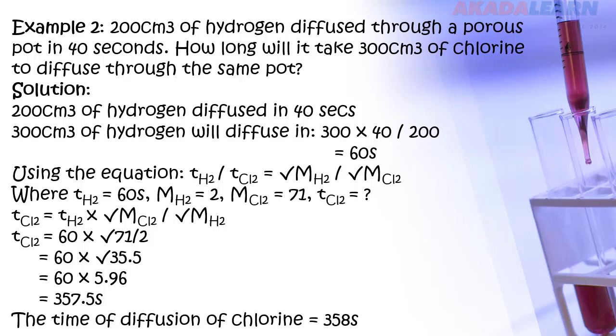So we now input these values into our equation. And on the next line, you see how we evaluated it, and you see 60 times 5.96, that will give us 357.5 seconds. That is the time taken for chlorine to diffuse.